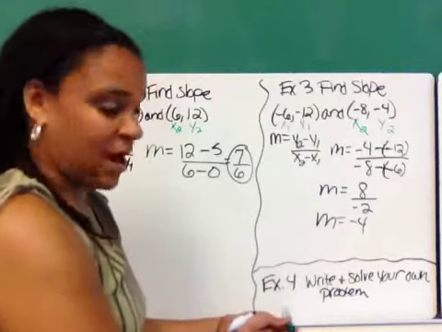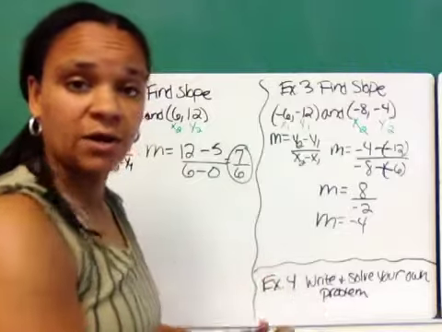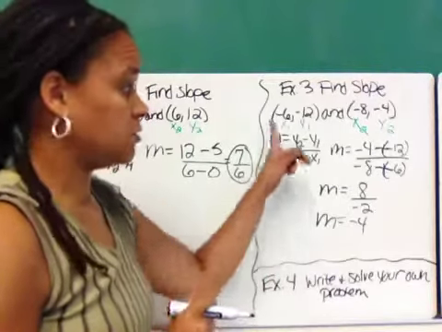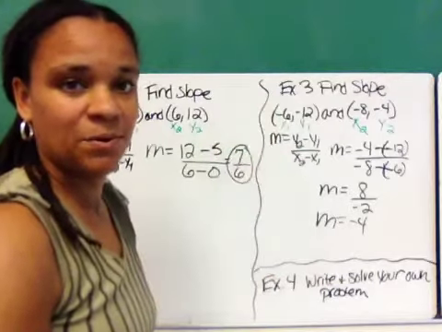For example 4, I wrote write and solve your own problem. So you create, I don't care what they are, you create 2 points, just like we did here. Doesn't matter if they're negative or positive, solve them out and tell me what the slope is.